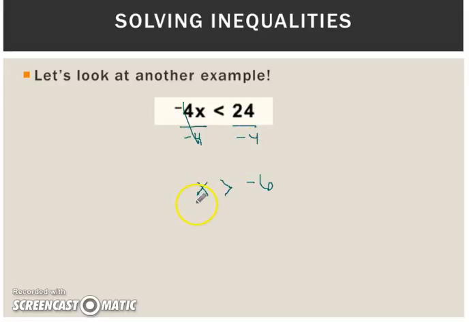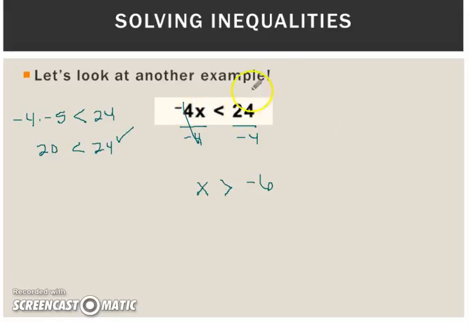And you can check your answer. So x is greater than negative 6. I can choose any number greater than negative 6. So if I choose negative 5 and I plug it into my original problem, negative 4 times negative 5 is less than 24. Negative 4 times negative 5 is 20. Is less than 24. That checked out.